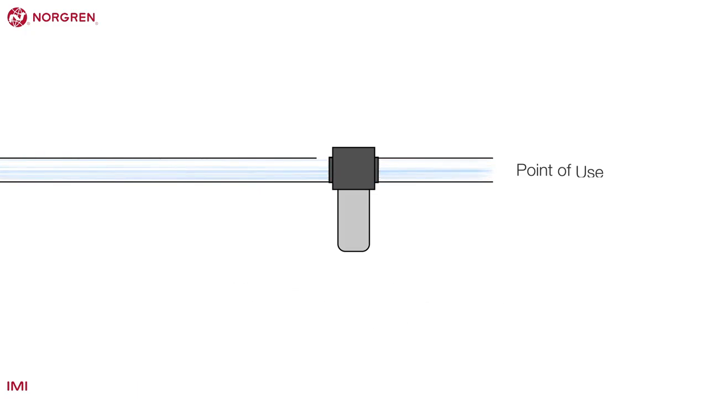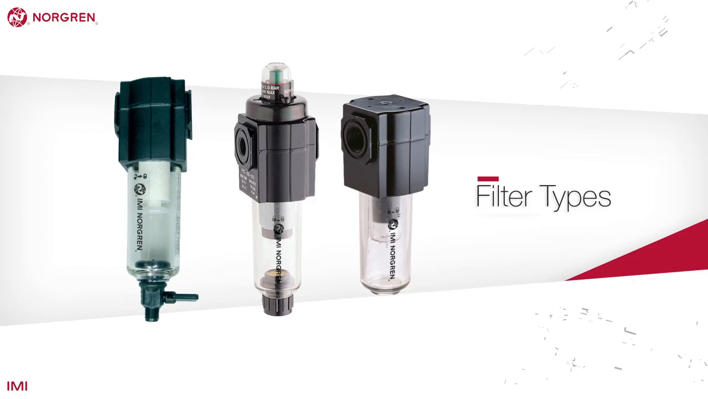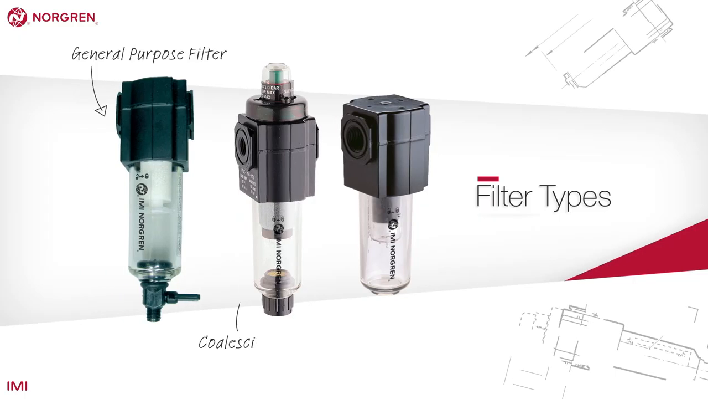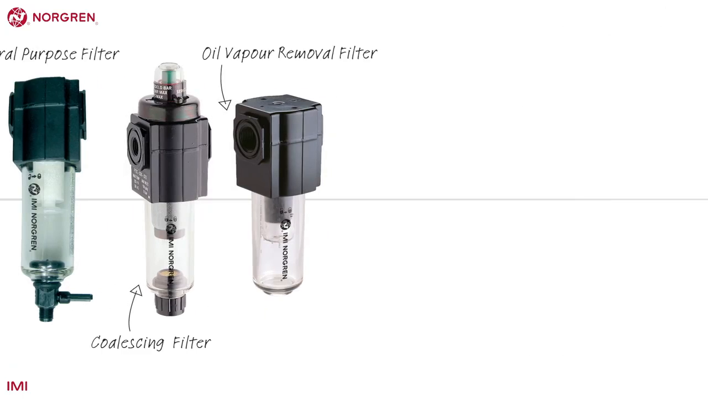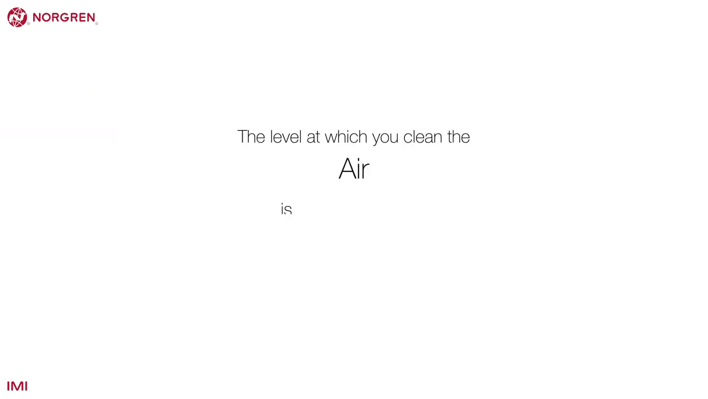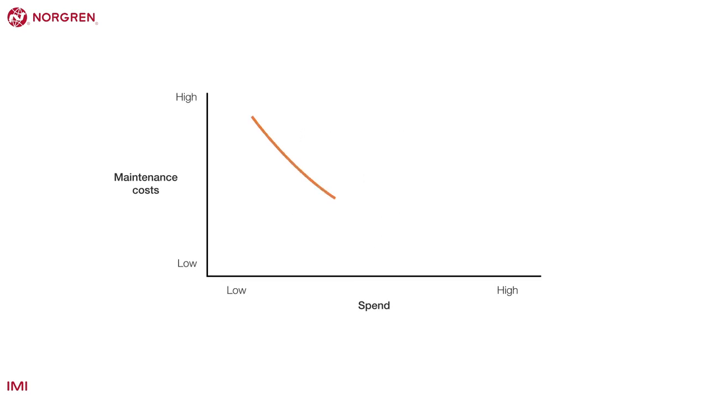With all this in mind, let's take a look at the range of filters available to us and how they work. Here are 3 filters: a general-purpose filter, a coalescing filter, and an oil vapor removal filter. The level at which you clean the air is dependent on the application, and the level of spend needs to be justified based on the reduced maintenance costs.